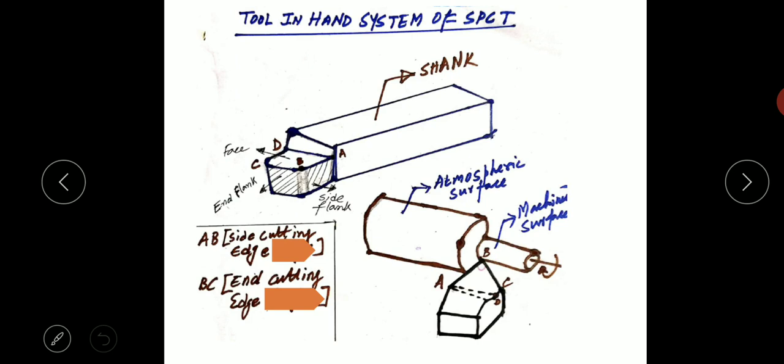I have written two of the faces, that is side flank and end flank, and a face. Also I have given names to four points A, B, C and D, and I have represented those points here also, so that we will know how the single point cutting tool is attached with the workpiece.